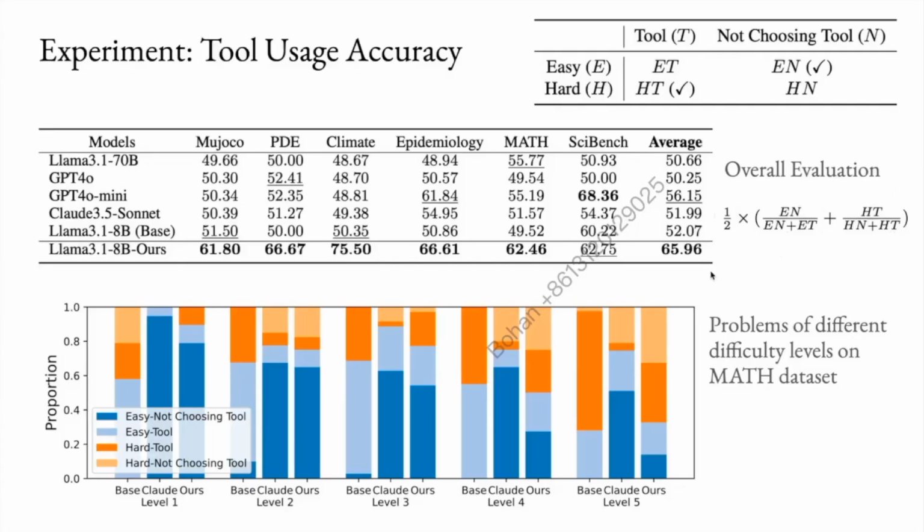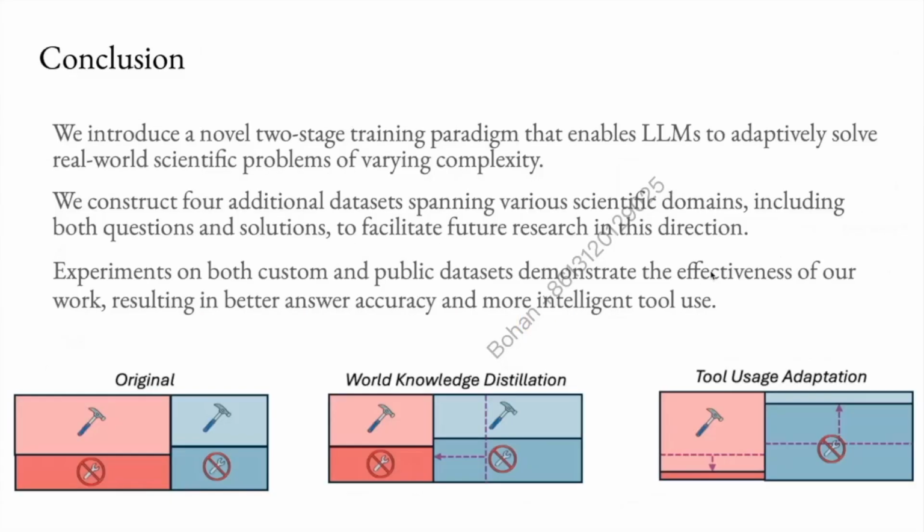Besides the advantage shown in the table, we further investigate the tool usage decisions on the MATH dataset, which has its questions ranked in different difficulty levels. Our trained model exhibits a reasonable increase in tool usage with growing question difficulty, while the base model shows an over-reliance on tools regardless of difficulty. And Claude 3.5 demonstrates overconfidence in different kinds of problems regardless of problem difficulty.